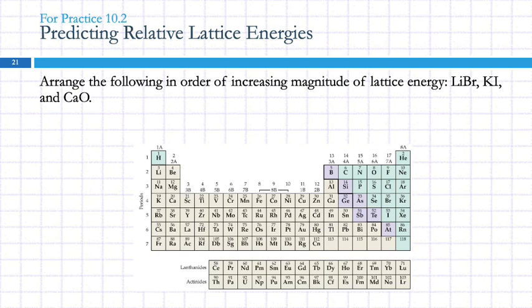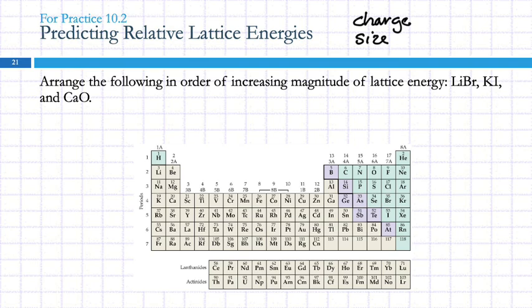So this is a kind of question that could show up on an exam. There would only be one. Arrange the following in order of increasing magnitude of lattice energy: lithium bromide, potassium iodide, and calcium oxide. So we're looking for 2 different factors. We're looking for the charges and the size. Because if the charges are bigger, the lattice energy is going to be larger.